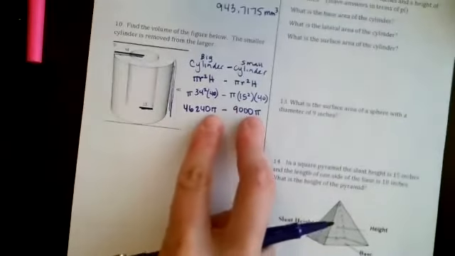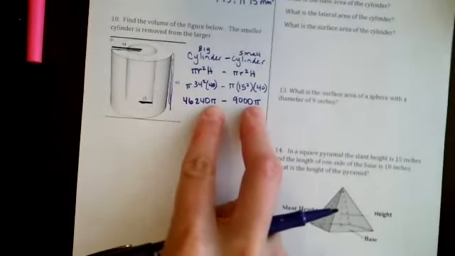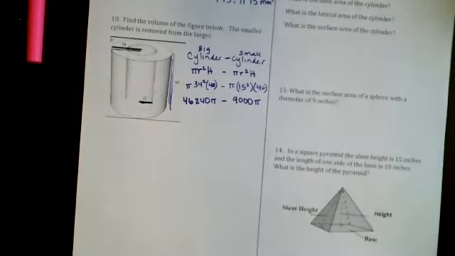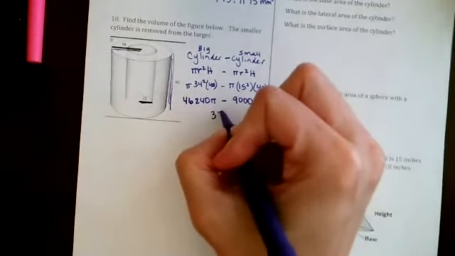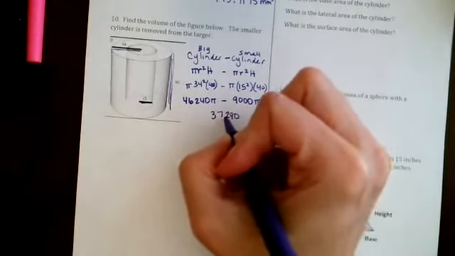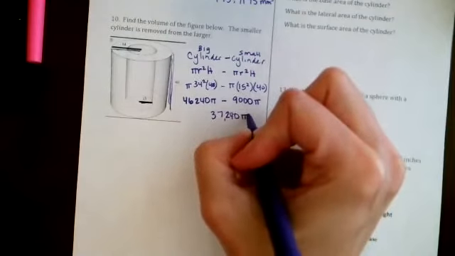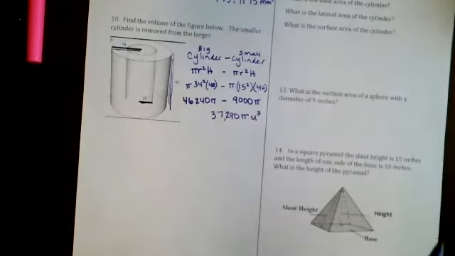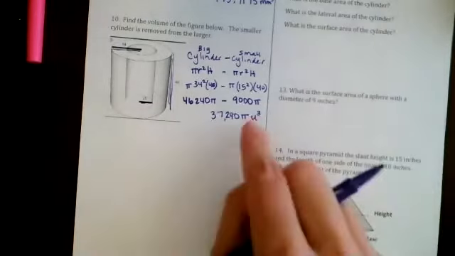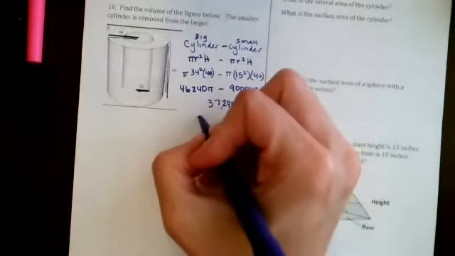I can subtract these two because they both have a pi in them. They're like terms. So 46,240 minus 9,000 gives me 37,240 pi. And we're just going to say units cubed because it didn't tell us a specific measurement. Now, if it said to round, then we would plug 3.14 in for pi.